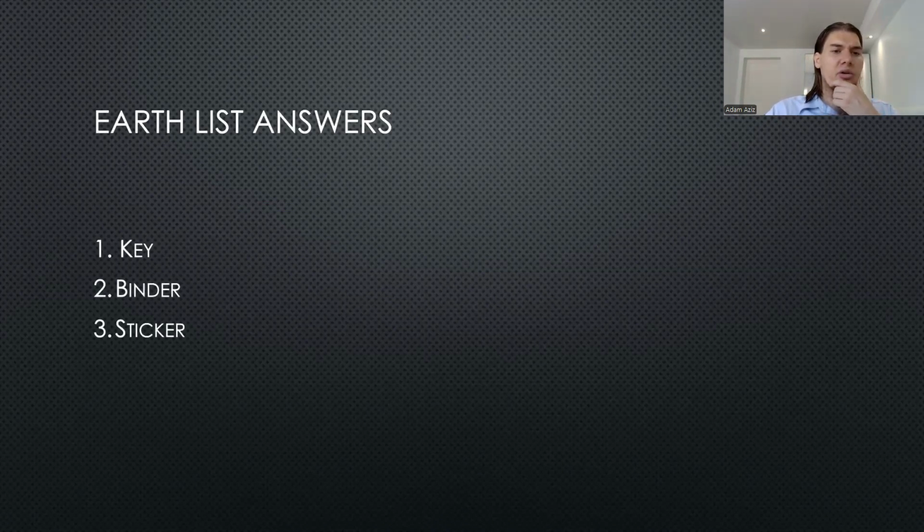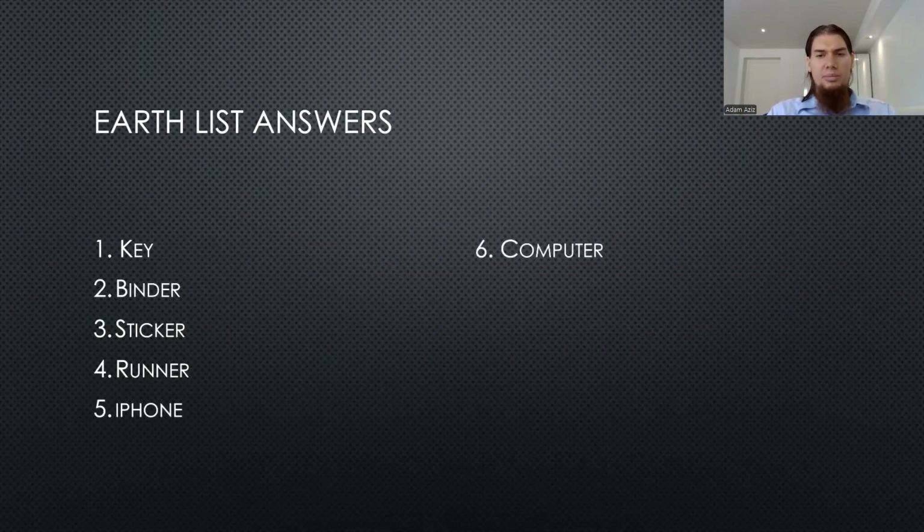Number 4 was runner. I saw a runner taking his mark on a table, and I chose table because it represents number 4 in the Earth list because there's 4 legs commonly on a table. Number 5 is iPhone. I saw a starfish on his iPhone. Number 6 was computer. I saw a computer on the front seat of a roller coaster. Number 7 was heater. I saw a heater over the 7 seas.